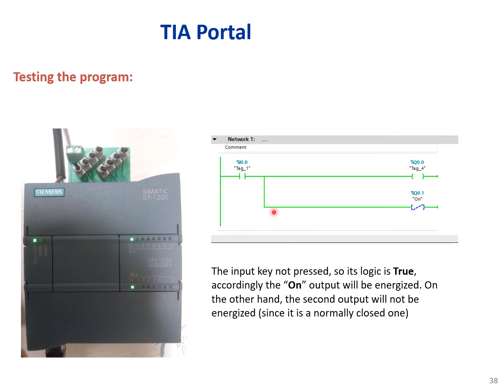So here you could continue testing the program, and you could switch the input on. Or if you are using PLC sim, you could right click and force the value to 1. Again, watch that video on how you could use the PLC sim instead of real hardware. And now you could see the color code has changed. The first one is green and the second one is blue.